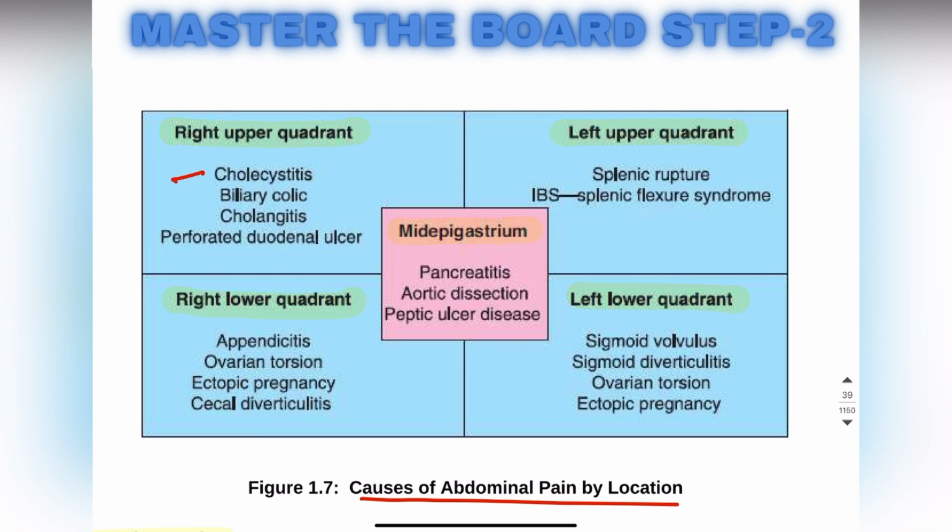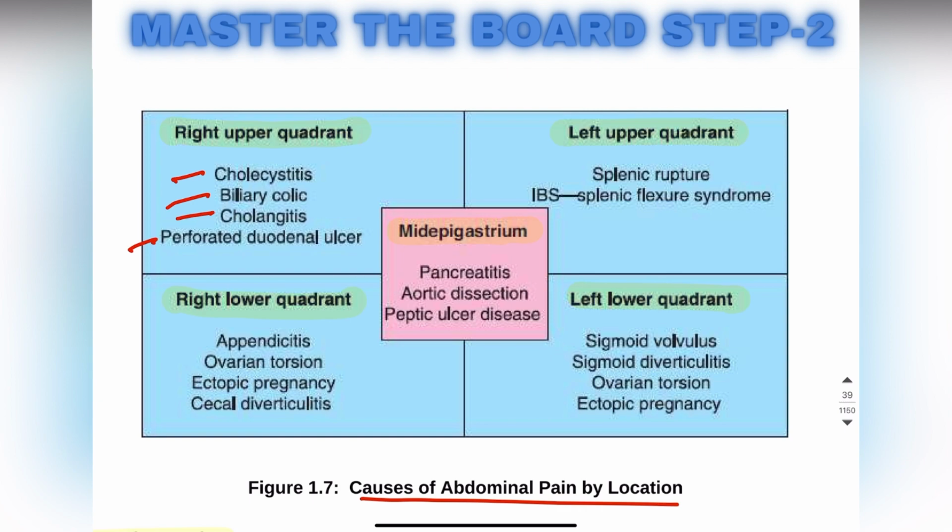cholecystitis. What is cholecystitis? It's the redness or the inflammation of the gallbladder. Second one is biliary colic. It's the pain in the abdomen due to the obstruction, usually by a stone in the cystic duct or common bile duct of the biliary tree. Then it's cholangitis. Cholangitis is the inflammation of the bile duct system. And the fourth one is the perforated duodenal ulcer. It's the perforation in the duodenum due to the ulcer.